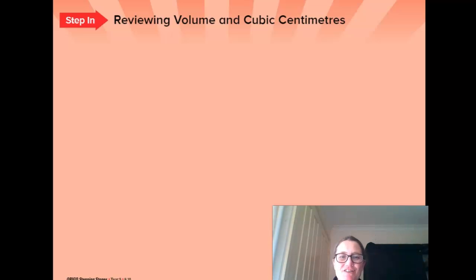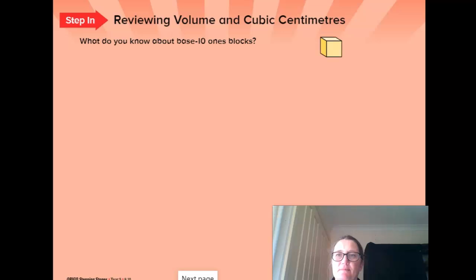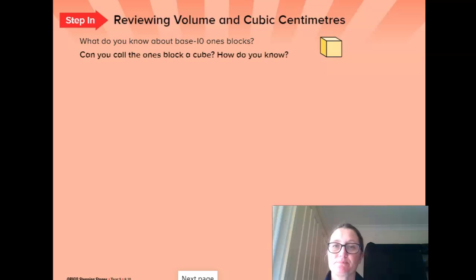Okay, turn into your maths book now, 9.10. Don't go ahead, listen to what I'm saying, please. Okay, let's have a look at the first part here. What do you know about base 10 ones blocks? How would you describe it to me if you were describing a base 10 ones block?